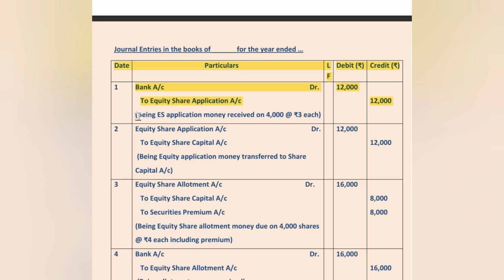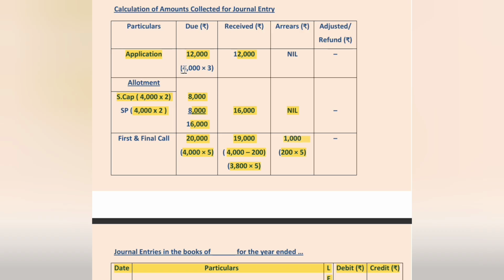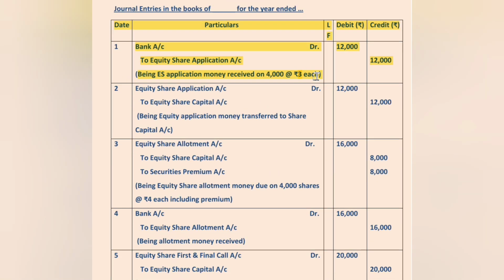What is the being? Being equity share application money received on 4,000 shares at rupees 3 per share. After receiving, where does it have to be transferred? From the bank, it has to be transferred to the share capital account.